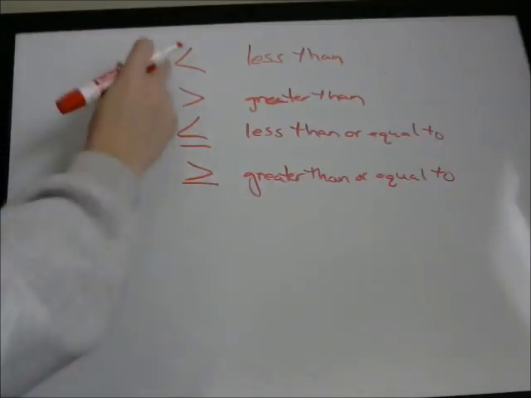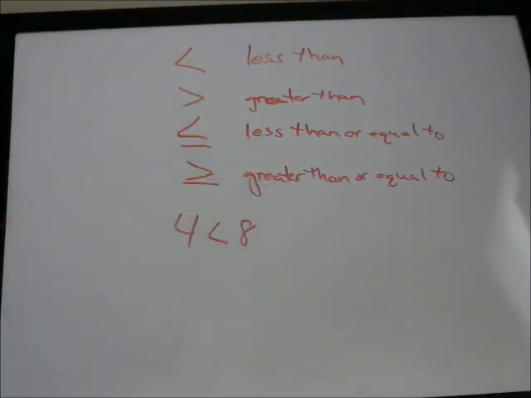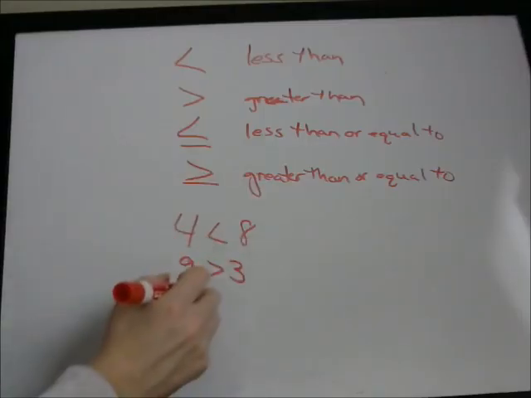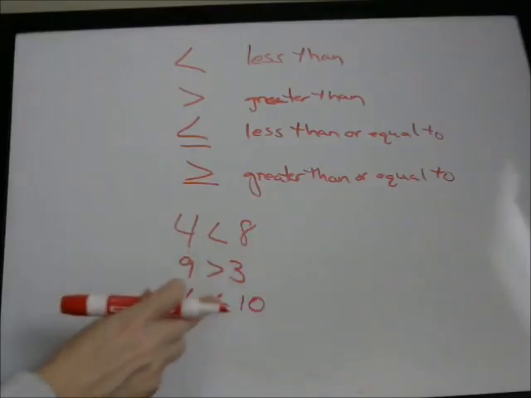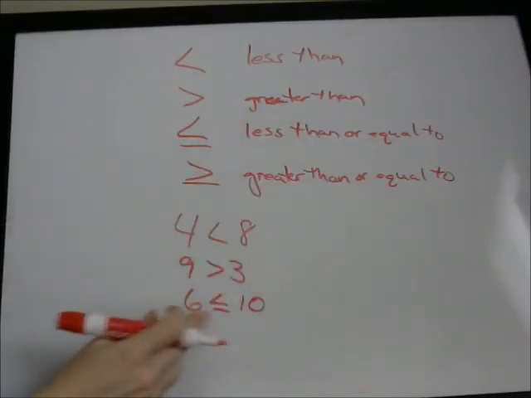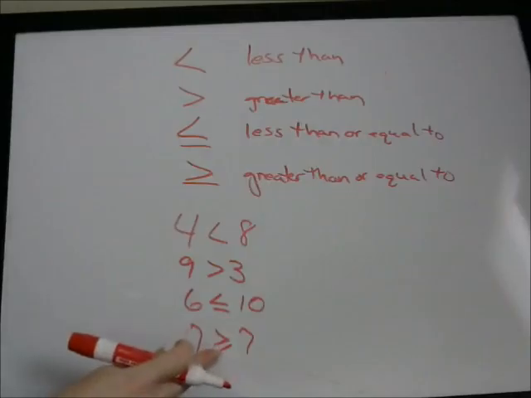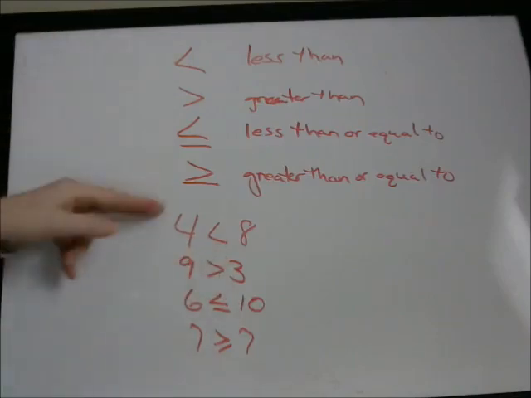For example, we would use this symbol in something that says 4 is less than 8. 9 is greater than 3. 6 is less than or equal to 10, because it is less than, and this is an or, so it's less than or equal to. But we can say 7 is greater than or equal to 7, because again, it's either greater than or equal to. So all of these are true statements. This is how you use these symbols.